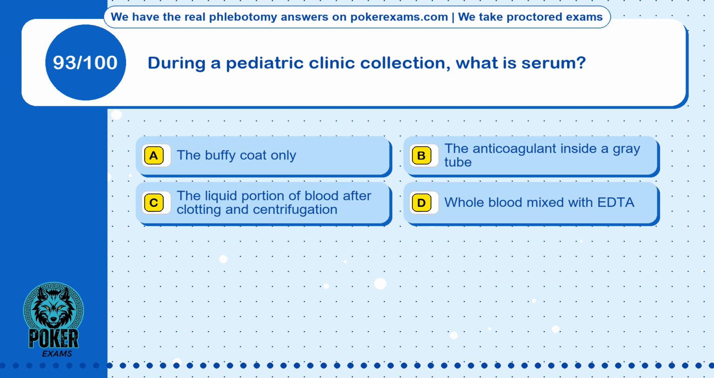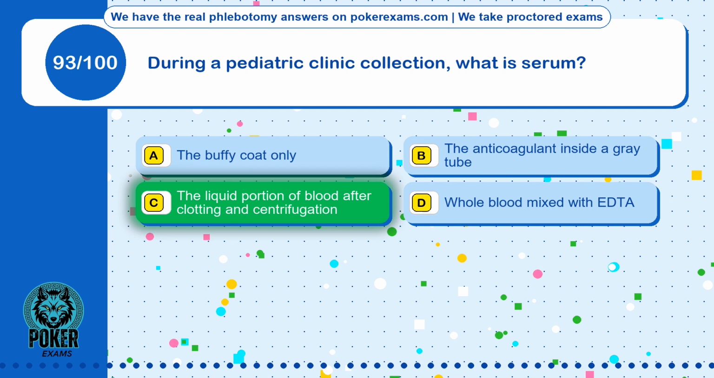Question 93. During a pediatric clinic collection, what is serum? Option A. The buffy coat only. Option B. The anticoagulant inside a gray tube. Option C. The liquid portion of blood after clotting and centrifugation. Option D. Whole blood mixed with EDTA.